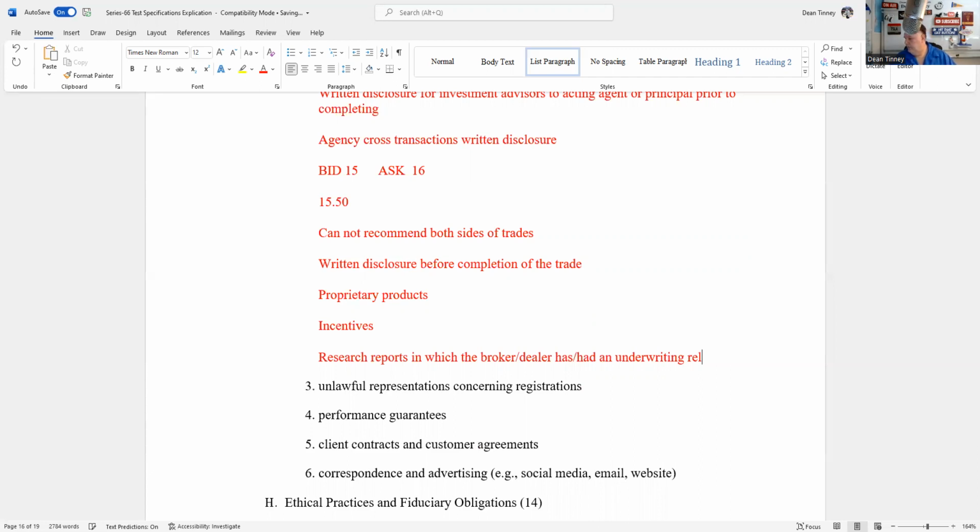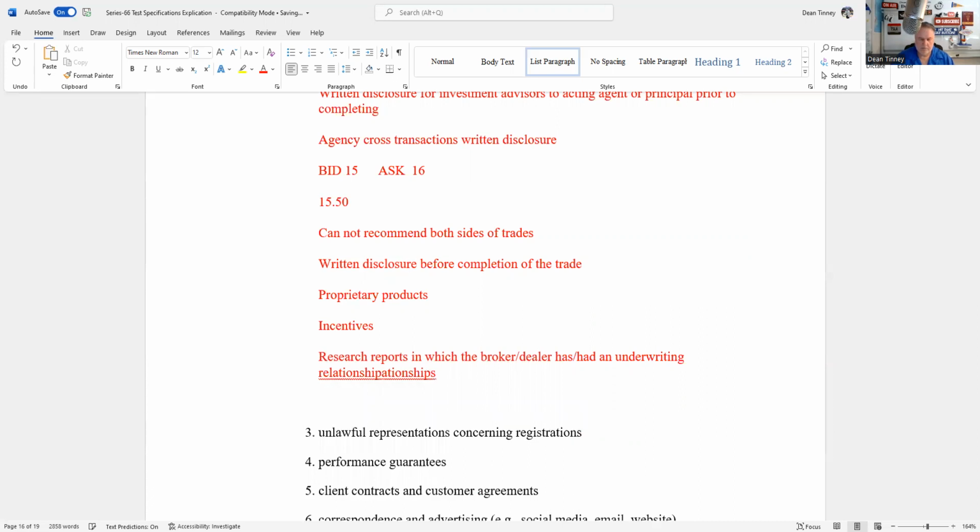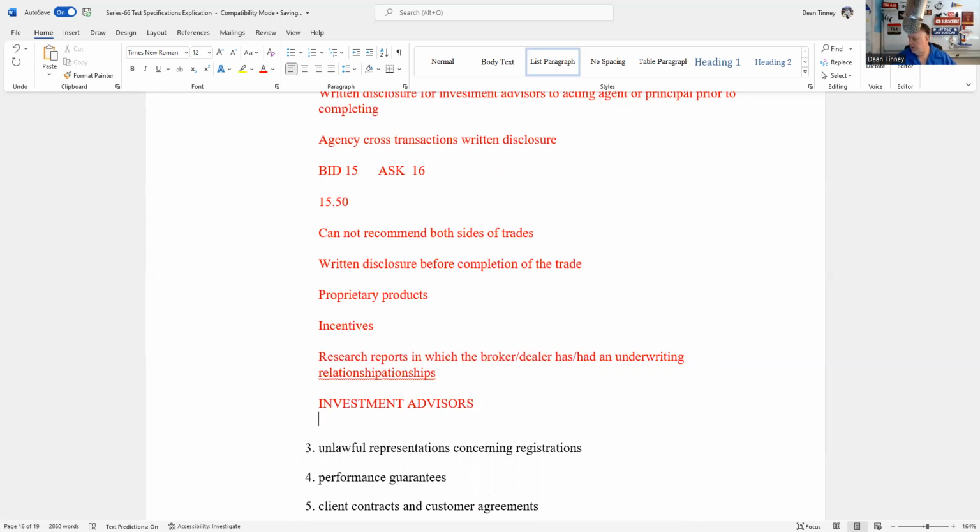Okay, so investment advisor conflicts. We're talking about conflicts and disclosures. So let's talk now about investment advisors and some conflict disclosures that we need to make for that relationship. I disclose ownership in the recommended products. So you say, Dean, do you eat your own cooking? Do you have ownership in the securities you recommend to me?